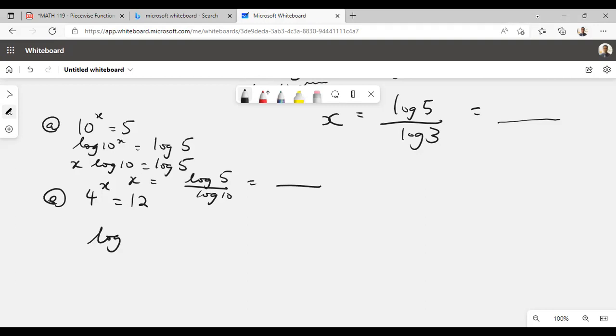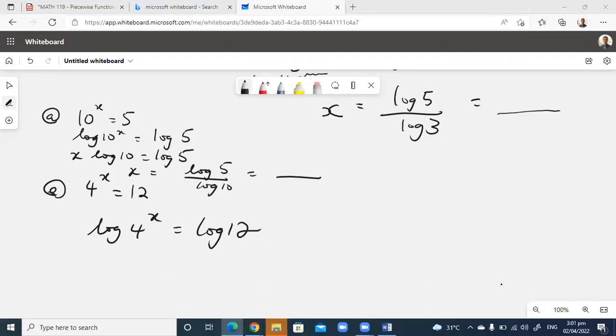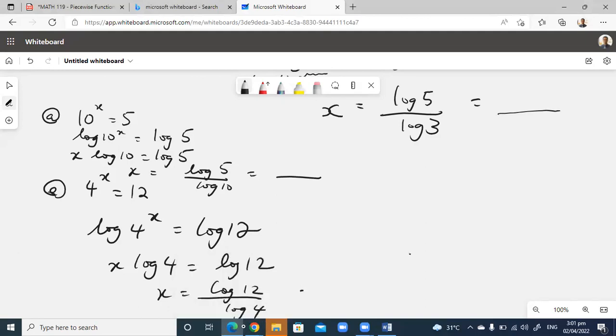And for this one, I'll get log 4 to the x is equal to log of 12. Then using the rule of logs, I'll get x log 4 is log 12. So x will be log 12 over log 4. Again, use your calculator and you can get your final answer there. Did you all get that? Yes, sir. Okay, great. Anyone have any questions on these two before we move on? No, sir. Okay. All right, so I'm going to move on to something a little more challenging.